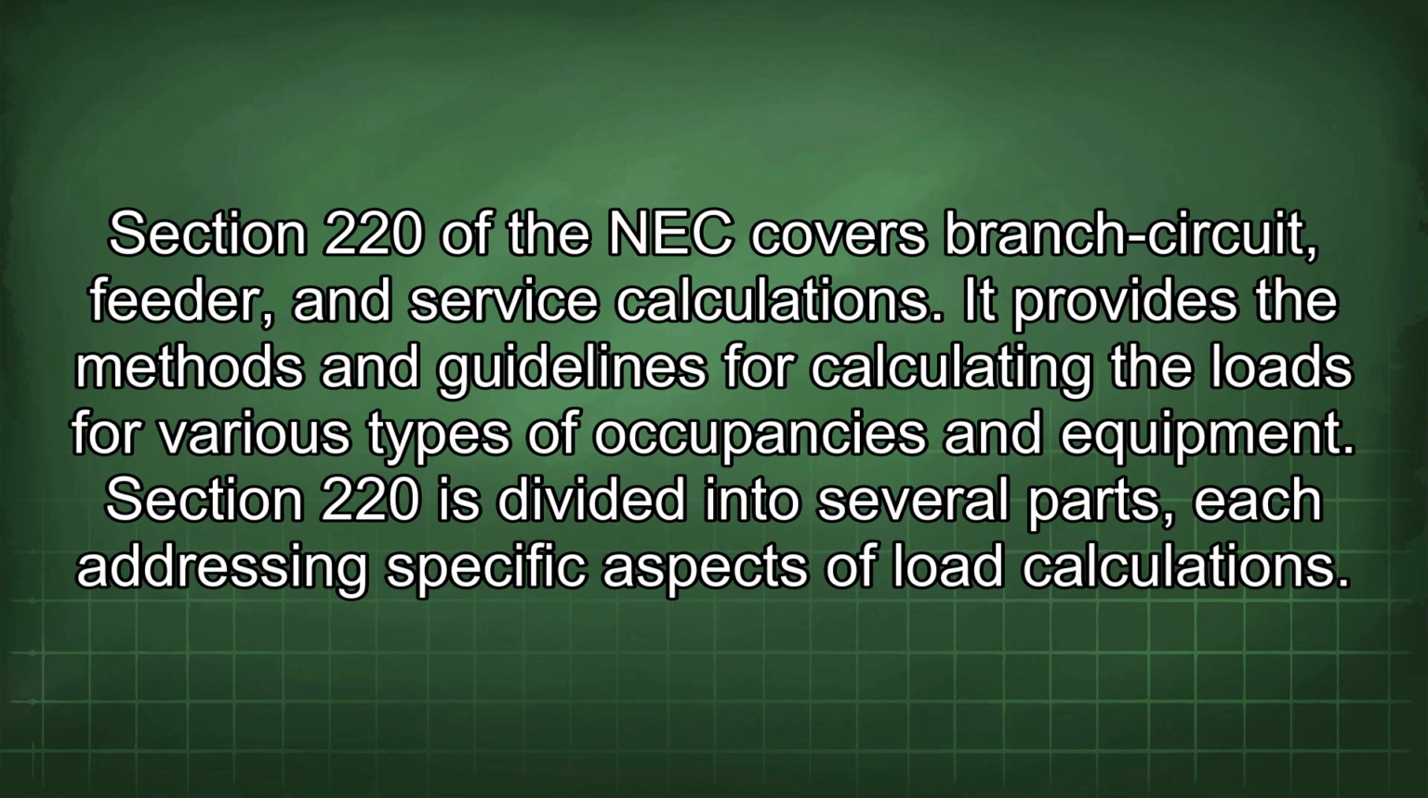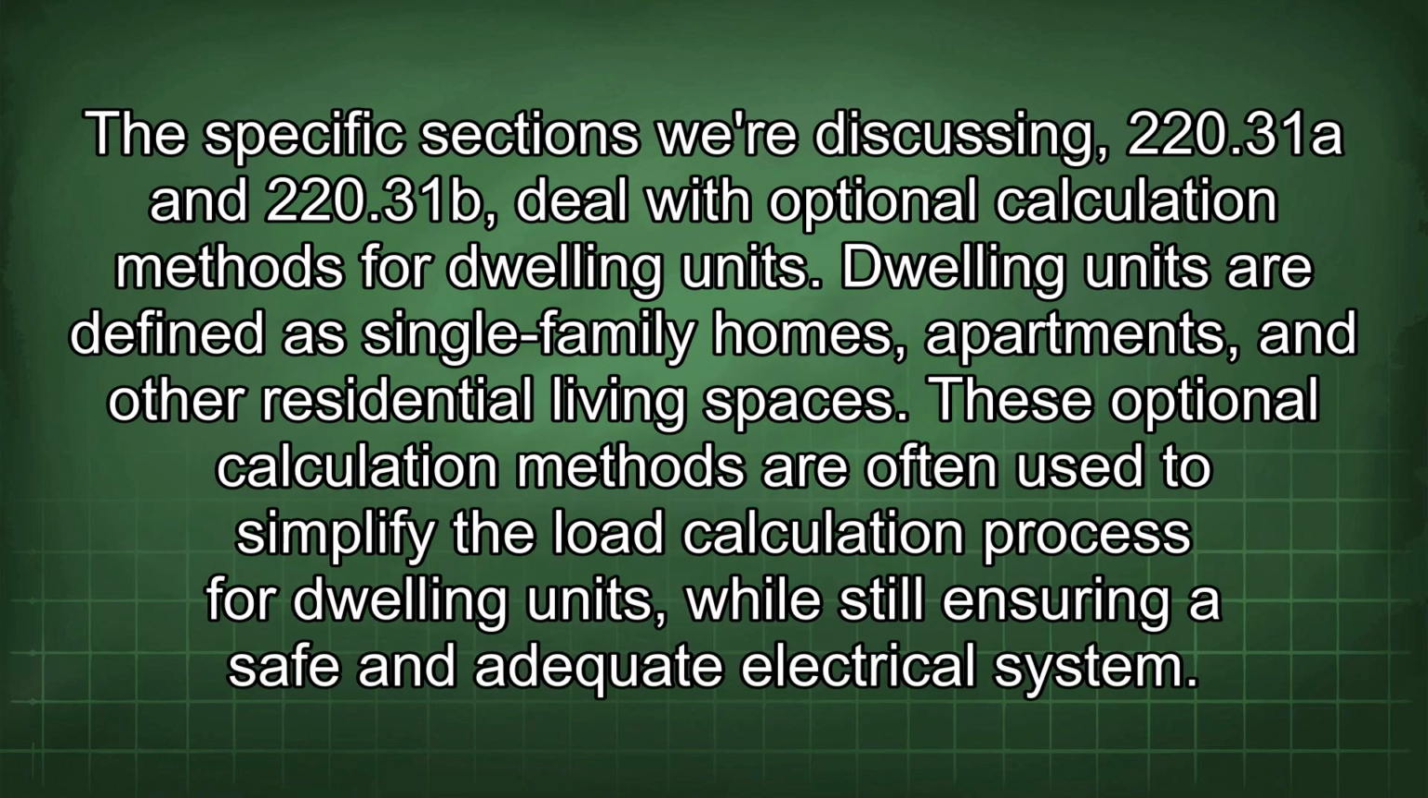Section 220 of the NEC covers branch circuit, feeder, and service calculations. It provides the methods and guidelines for calculating the loads for various types of occupancies and equipment. Section 220 is divided into several parts, each addressing specific aspects of load calculations. The specific sections we're discussing, 220.31 and 220.31, deal with optional calculation methods for dwelling units. Dwelling units are defined as single-family homes, apartments, and other residential living spaces.